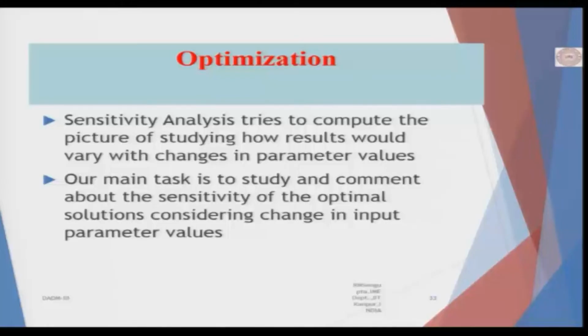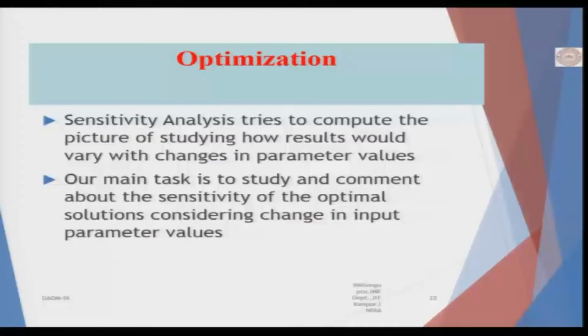Sensitivity analysis will try to compute the picture of studying how results would vary by changing the parameter values. The parameter values are D and P, which we consider; if we perturb them, how will the results change? Our main task is to study and comment on the sensitivity of the optimum solutions considering changes in the input parameter values. So, as the input parameter values P or D are changing, how are the constraints shifting inside?